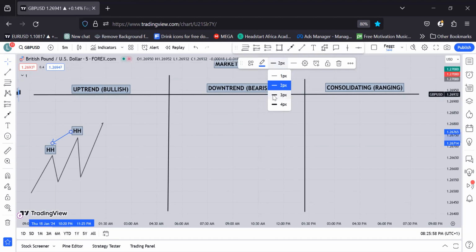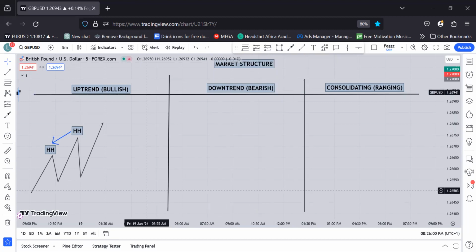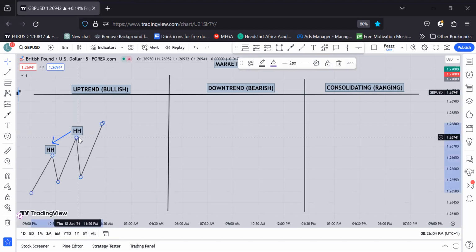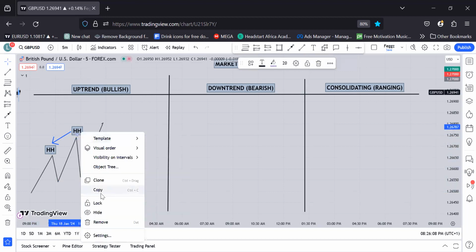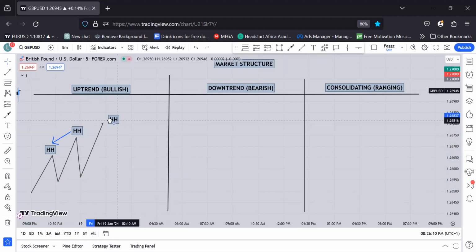Let me make this stick a bit. So I guess we can see that now. So what do you see again? This high, another high has gone above it. So what do we label this next high as? A higher high. Now this is just basics.